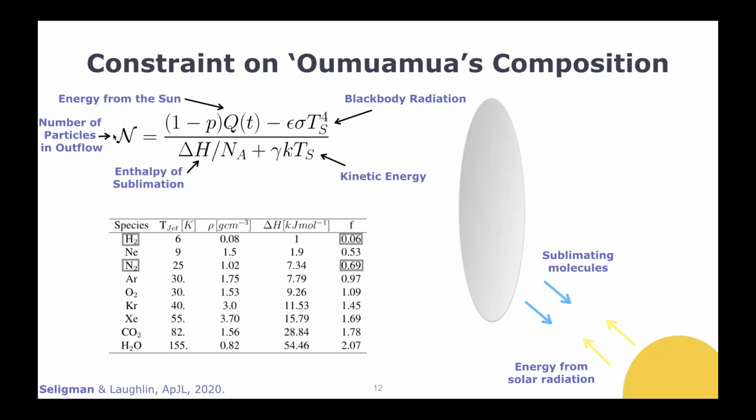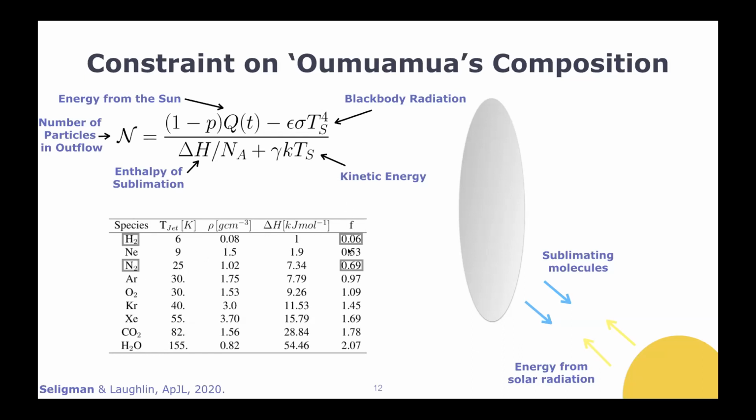So all you have to say is that the number of particles in the outflow that pushes the object away from the sun, the energy for that has to be capped by the amount of energy you receive in solar radiation. And that energy goes into two sources. For one, you put energy into the latent heat of sublimation, which is just to break apart the ice and turn it into a gas in the first place. And then you put energy into kinetic energy, where you take each individual gas molecule and heat them up to the sound speed. And so what I'm showing in this table is for several different volatile species.